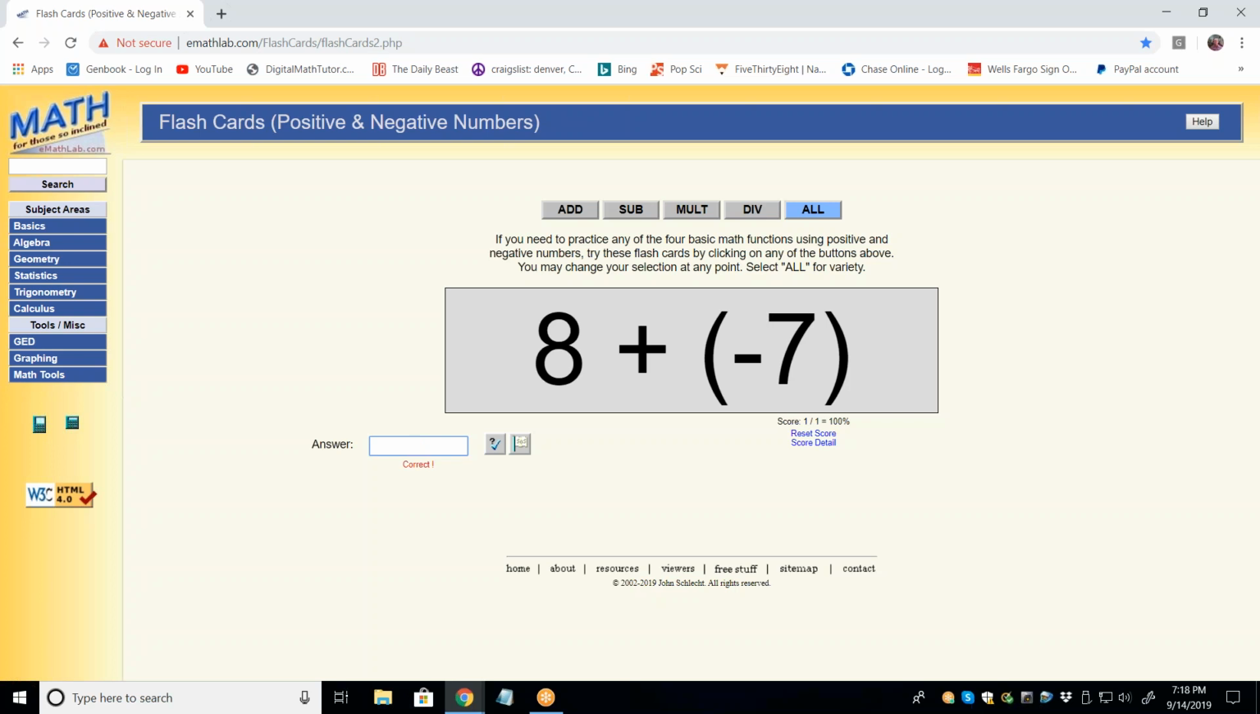Okay. Go. 1. Good. 6. No, here you have two negative signs in a row. So remember what I said to do? I said turn the subtraction into an addition.